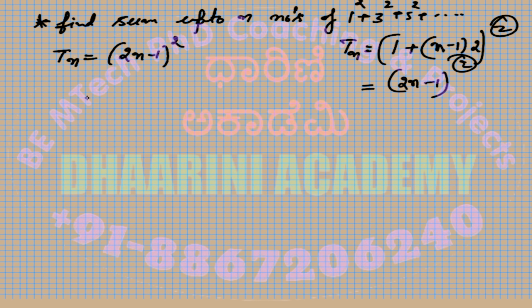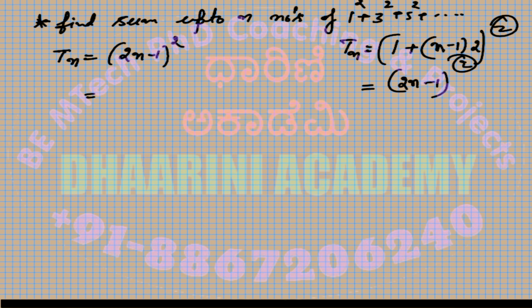So this I will try to expand now. Okay, so the 2n minus 1 squared I will try to expand as follows. So that is 2n squared, so 2n into 2n is 4n square minus 4n plus 1. So this is the Tn.